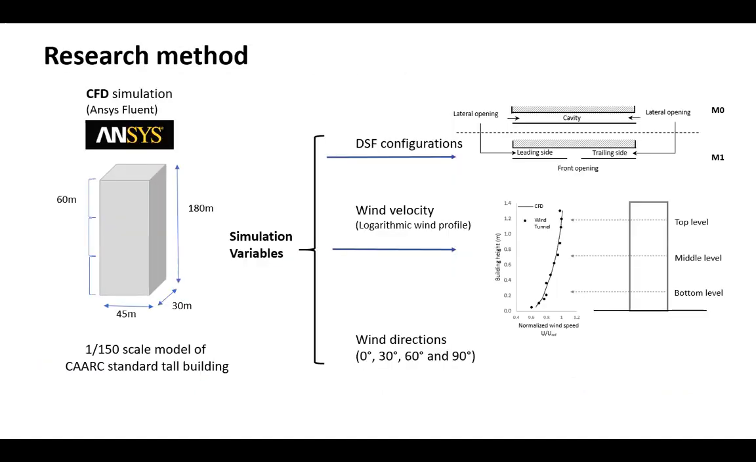For this purpose, we use CFD simulation in ANSYS Fluent. We conducted this simulation on a small scale tall building and validated the result against wind tunnel data. Simulation variables were the DSF configuration, wind velocity in 3 building levels, and wind direction as 0, 30, 60, and 90 degrees.